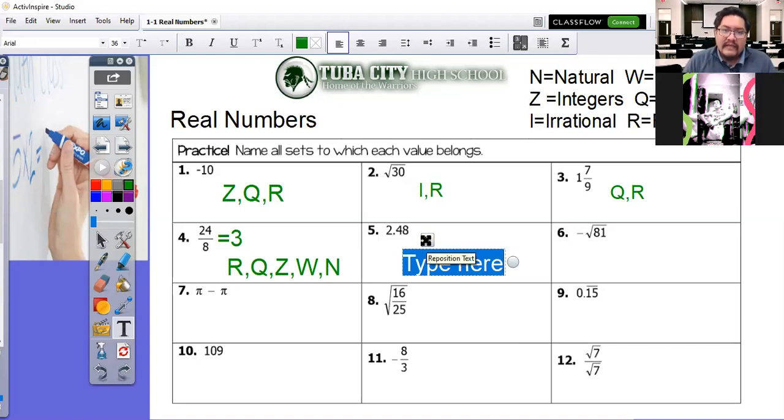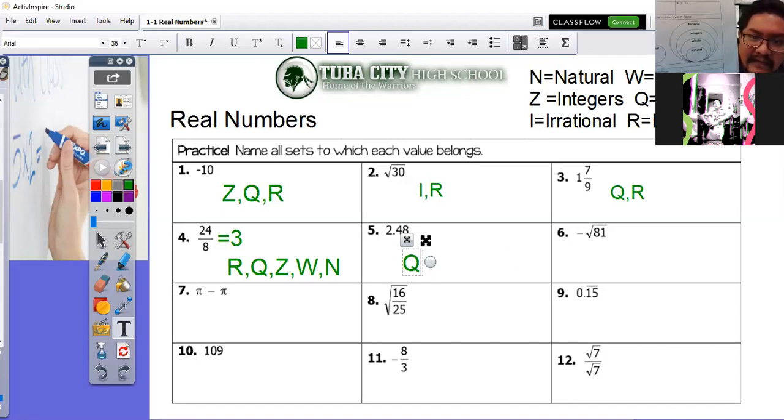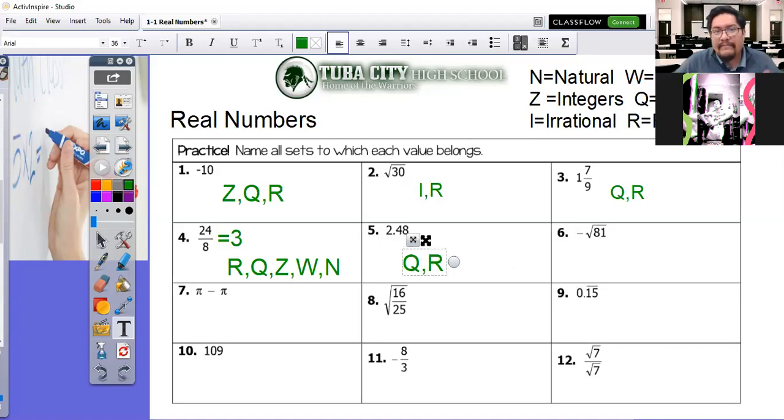All right, number 5, we have 2.48. Now again, if it's a decimal, it's probably going to be rational. And you can look at your chart diagram, which I have right in front of me. And we can see that if it is rational, it probably won't be any of the other ones. It will not be a natural number. It will not be a whole number. It will not be an integer because an integer does not include decimals or fractions. So in this case, it looks like we're stuck with just rational and real.